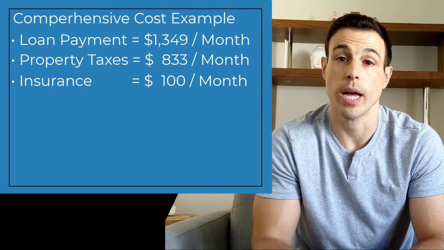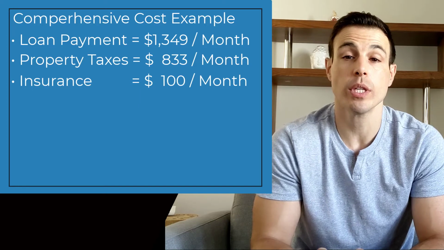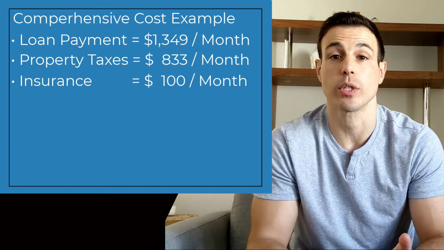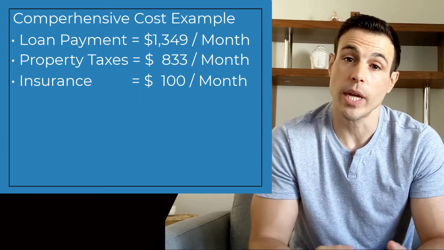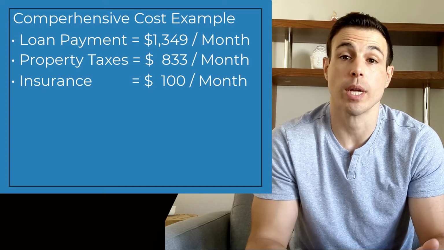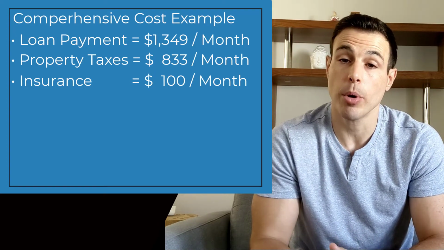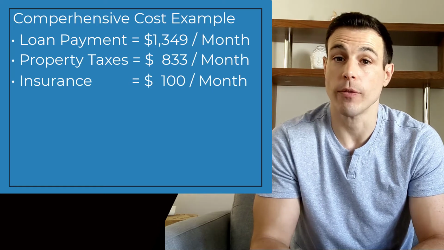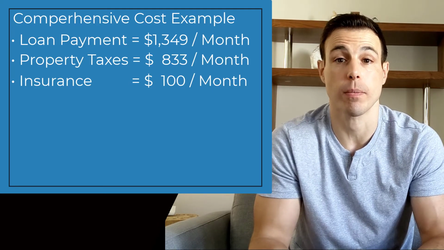Now again, this is only required if you put down less than 20%. And as soon as you've paid down at least 20% of the principal, you can cancel this insurance and eliminate the extra expense. And in this example, because we're assuming a 20% down payment, I'm not factoring this in, but it is something you want to factor in if you plan to put down less than 20%.